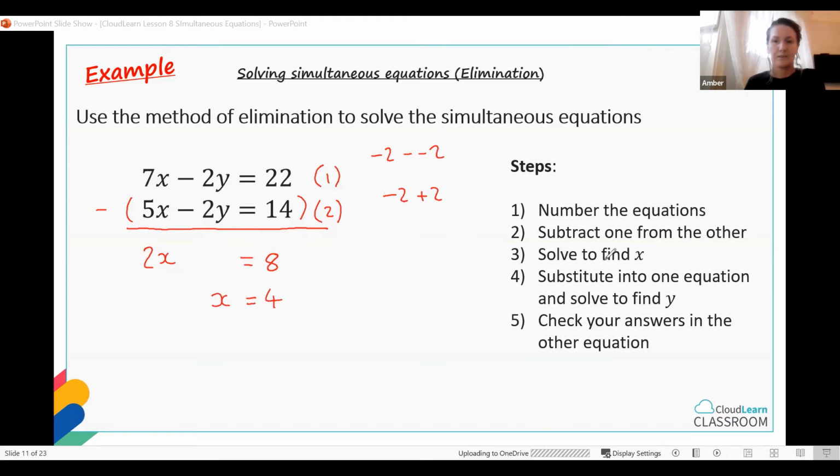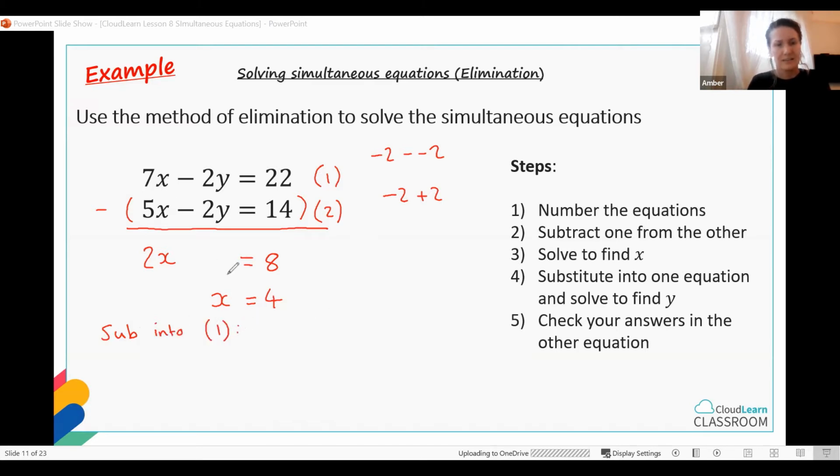So we've done part 3. Part 4 then is to substitute into any one of these equations. Last time I substituted into 2, so this time I'll do 1. So I'm now going to substitute into equation 1.